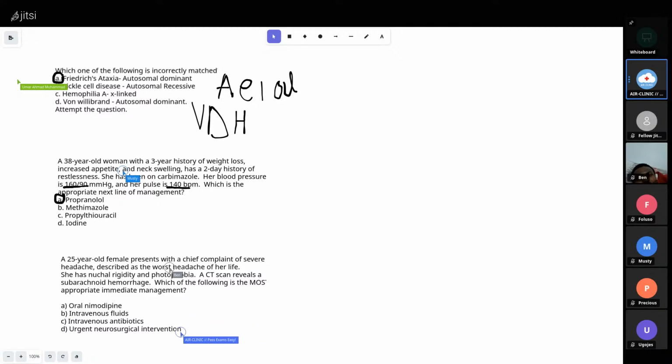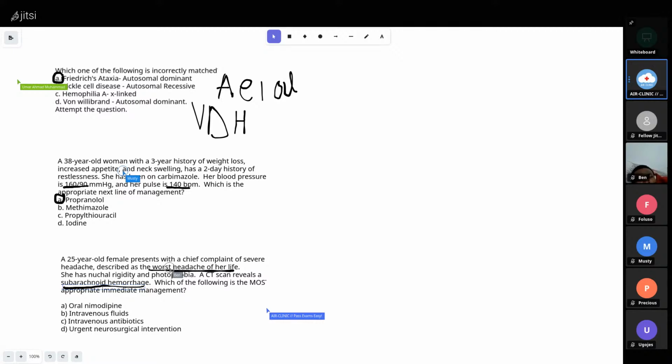Of course, it's subarachnoid hemorrhage. Whenever you see mention of the worst headache of their life, most times it's subarachnoid hemorrhage. And they already told you about the CT scan, it's not something you're supposed to be guessing, because they said it in the question. But even if they didn't say it in the question, once you see the worst headache of her life, that's most likely a subarachnoid hemorrhage.